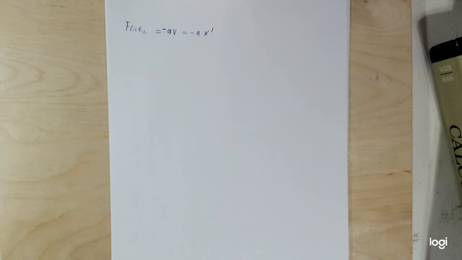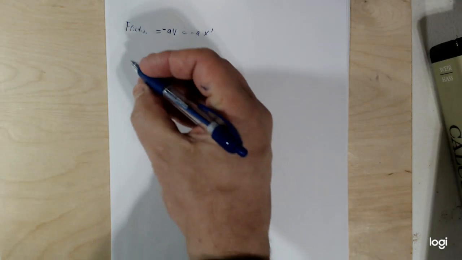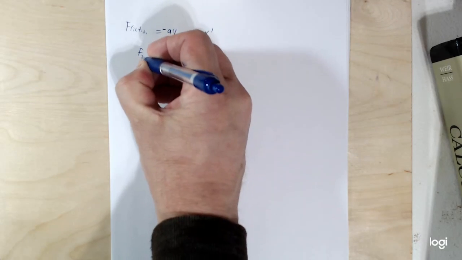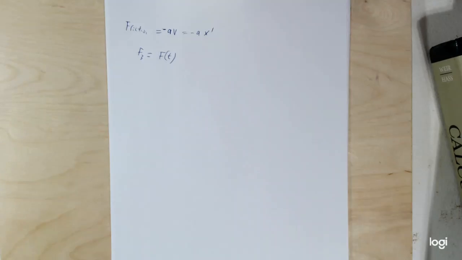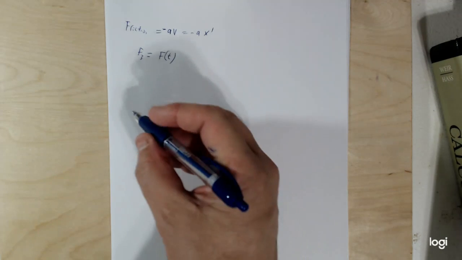And of course, our external motor, we're generally going to be dealing with some type of oscillating motor. So we're going to be particularly interested in where this is some type of trig function. But for right now, our external force is just going to be some capital F of t. And so we get this equation.